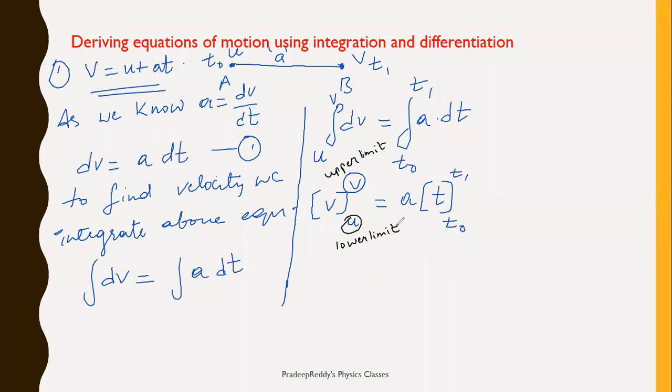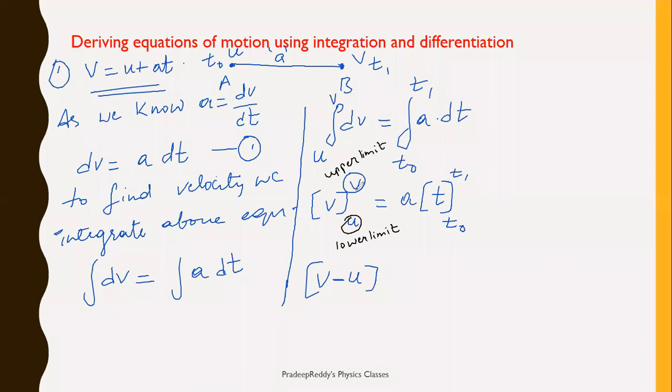Right? So first, whenever you are evaluating these kinds of integrations, you should first substitute the upper limit. Now what is the upper limit here? Instead of this v, first substitute the upper limit v, minus the lower limit. What is the lower limit? u. Upper limit I am substituting, it is v as it is. Lower limit I am substituting u. So v minus u, because final velocity is v, initial velocity is u.